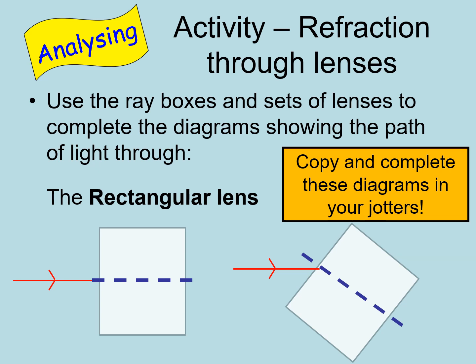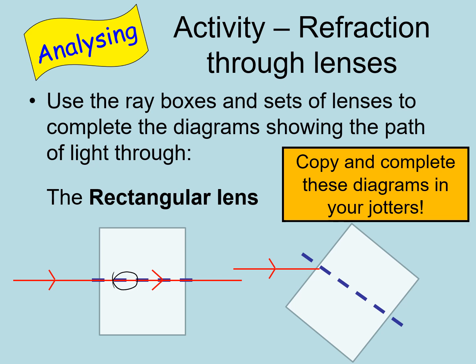In this activity, we look at the refraction of light through different lenses. First of all, we have a look at the rectangular lens. In the first diagram, we can see light entering at 90 degrees to the surface, what we call along the normal. Remember the normal from our experiments with reflection. We can see that when this happens, the light passes straight through in a straight line.